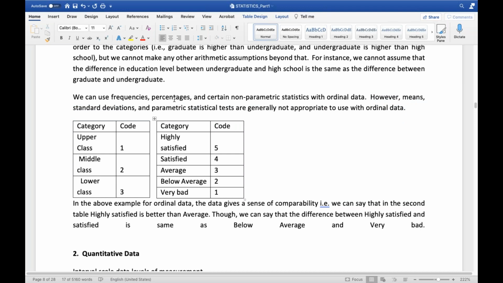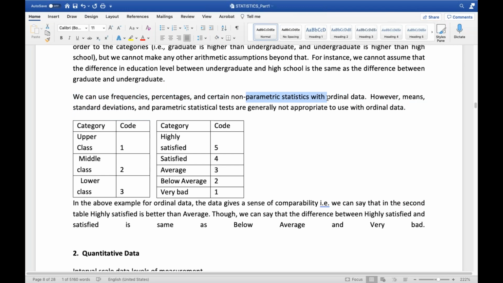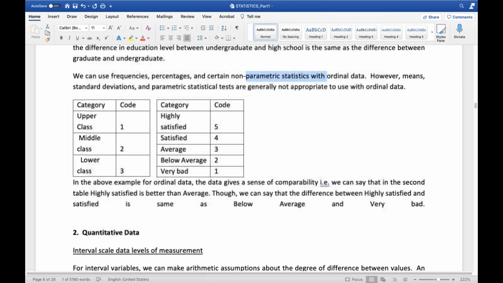So we can use frequencies, percentages, and certain non-parametric statistics. For example, frequency is how many times one particular thing is repeated. Percentage is how much share something has in the whole, which is also a non-parametric statistic. Parametric statistics are mean, median, standard deviation. Those are the parametric statistical tests. Frequencies and percentages come under non-parametric tests.